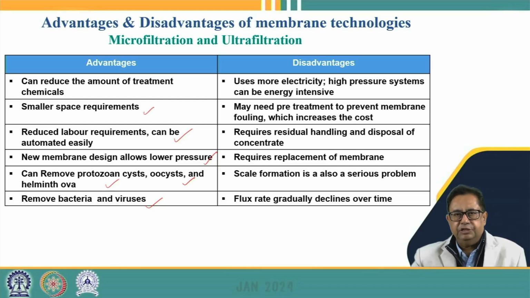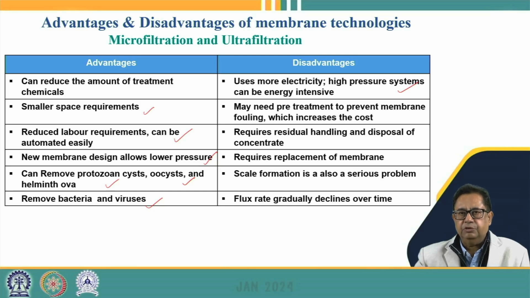But it can also have certain disadvantages. For example, it uses more electricity, that is, it is a highly energy intensive system. So the cost may increase because of the energy input required for the operation of this plant. Similarly, it may also need pre-treatment so that it can prevent membrane fouling, as we have discussed earlier. Membrane fouling increases the cost. So pre-treatment may be required. Pre-treatment may also increase the cost, but it may reduce the cost in the sense that membrane fouling will not occur very frequently, which will reduce the load on the cleaning, as well as the load on the membrane.